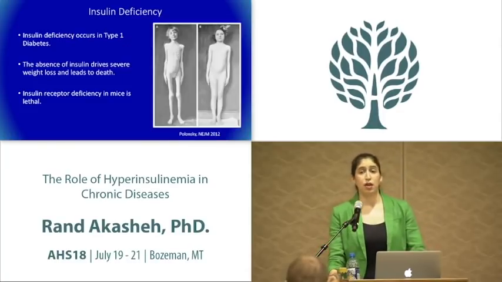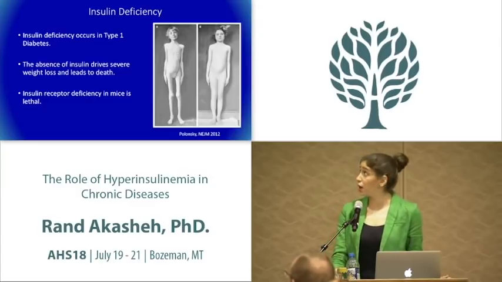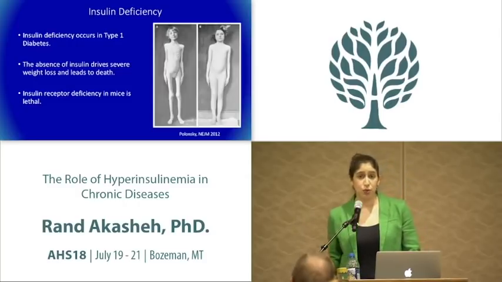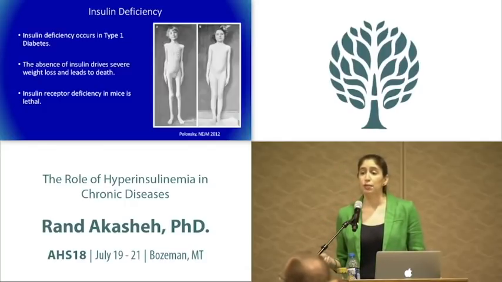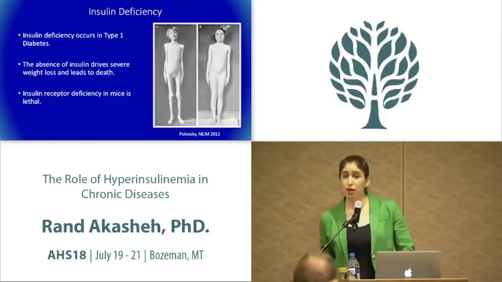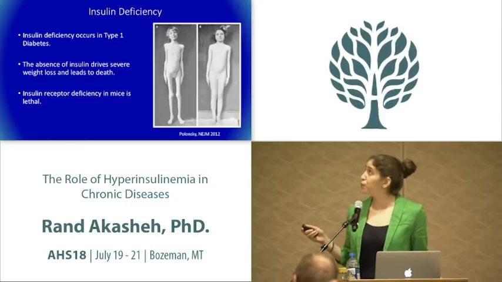Before we speak about hyperinsulinemia, I want to speak about insulin deficiency and the history of it. This is a child that had type 1 diabetes, and it's among the first cases that were treated with insulin and recovered. Before that, children would just die with type 1 diabetes because it has vital functions in growth, in maintenance, in cell proliferation. And we already know that if insulin receptor is absent in mice, they just don't survive. So it is certainly a vital hormone.